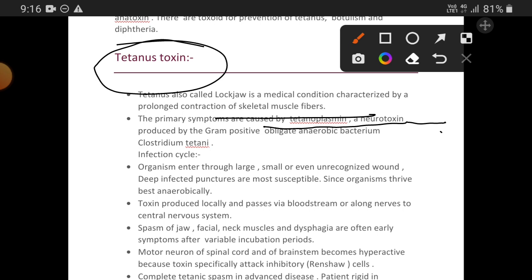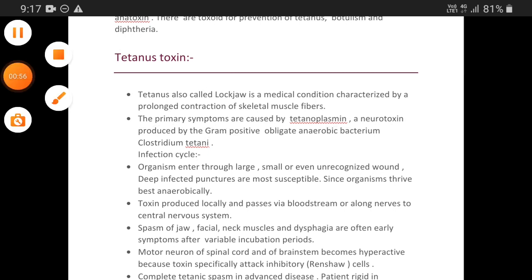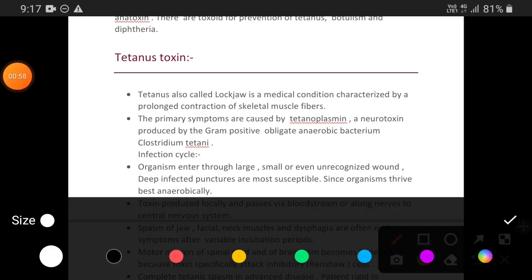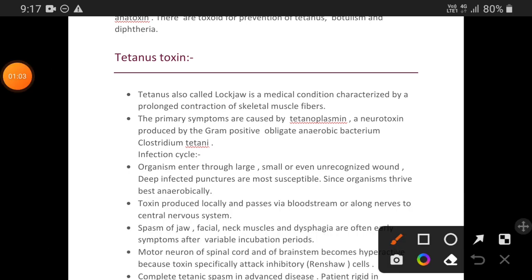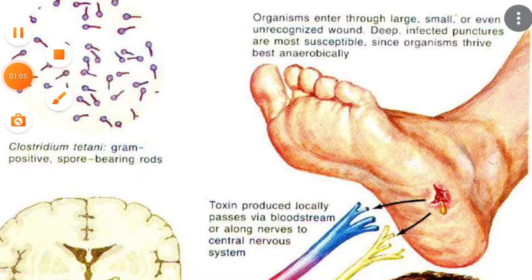It is a neurotoxin that is secreted by a gram positive obligate anaerobe and spore former bacteria, mainly Clostridium tetani. So what is the infectious cycle? Let's discuss the infectious cycle.